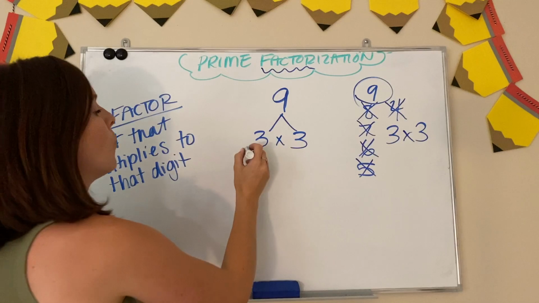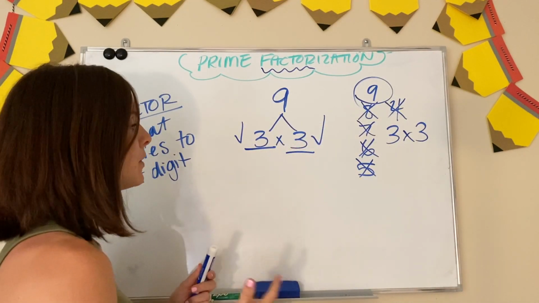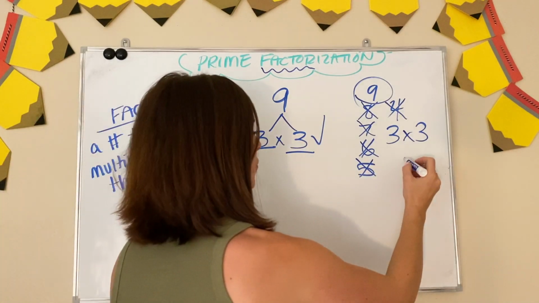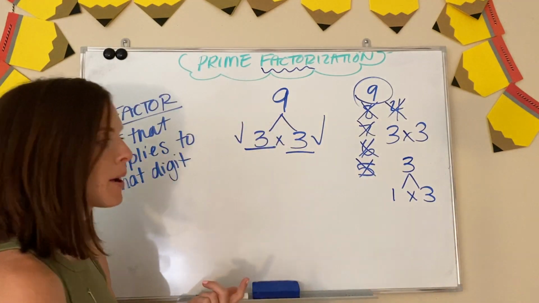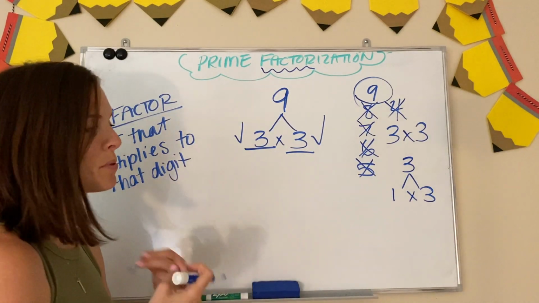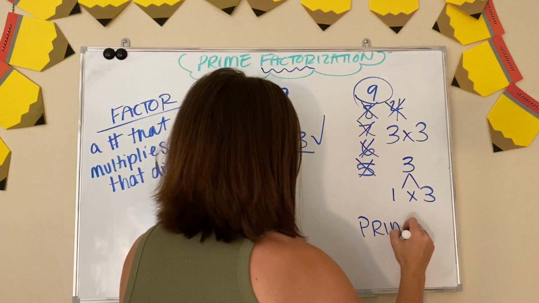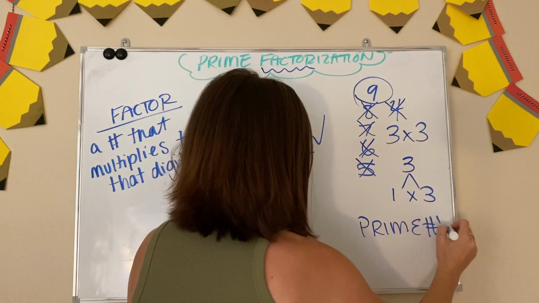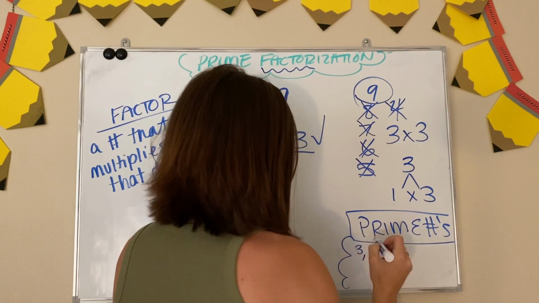Now, these are both completed and are going to be a part of my answer. How do I know that? Because the only factors of 3 are 1 and itself. So 3 is a prime number. There's nothing else that goes into it besides 1. So let's write that over here as a reminder. Prime numbers. We know for sure that 3 is a prime number.